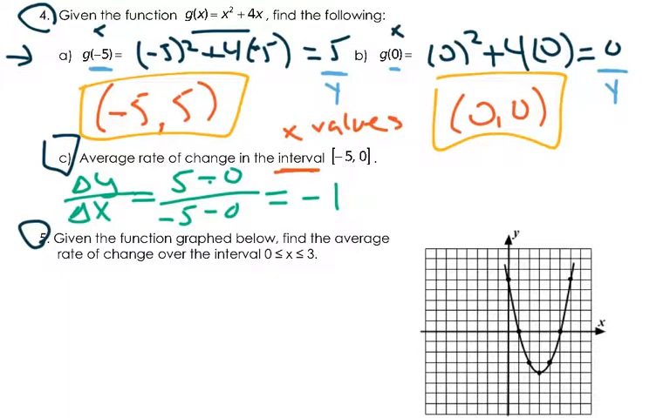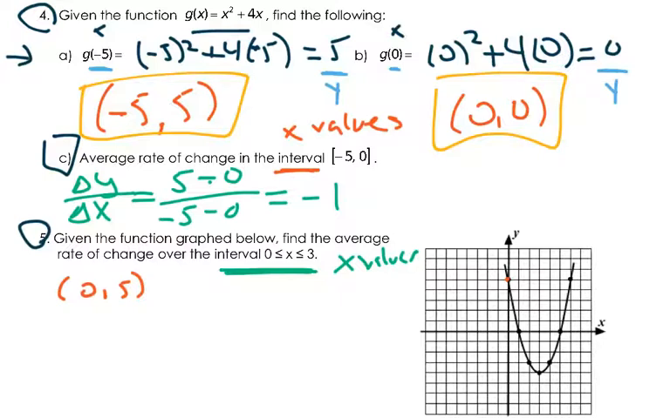Number 5, given the function in the graph below, find the average rate of change over the interval of 0 less than or equal to x less than or equal to 3. Again, the same thing as the one above. These are your x values. So you're looking at the graph and saying, when x is 0, what is y? When x is 0 here, y is this point right there. So it's 1, 2, 3, 4, 5. So you could say that is (0, 5).